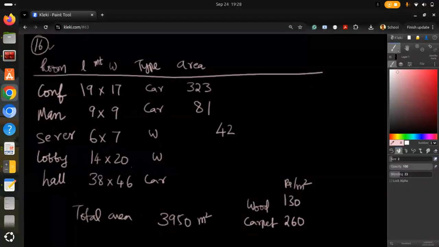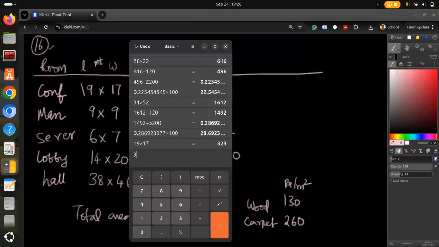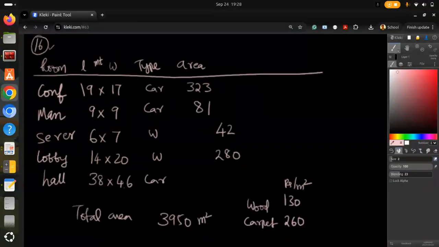And lobby, 14 into 20. So I think 14 twos are 28, so this will be 280. And finally, carpet, this hall area, 38 into 46. So 38 into 46, which comes to 1748.